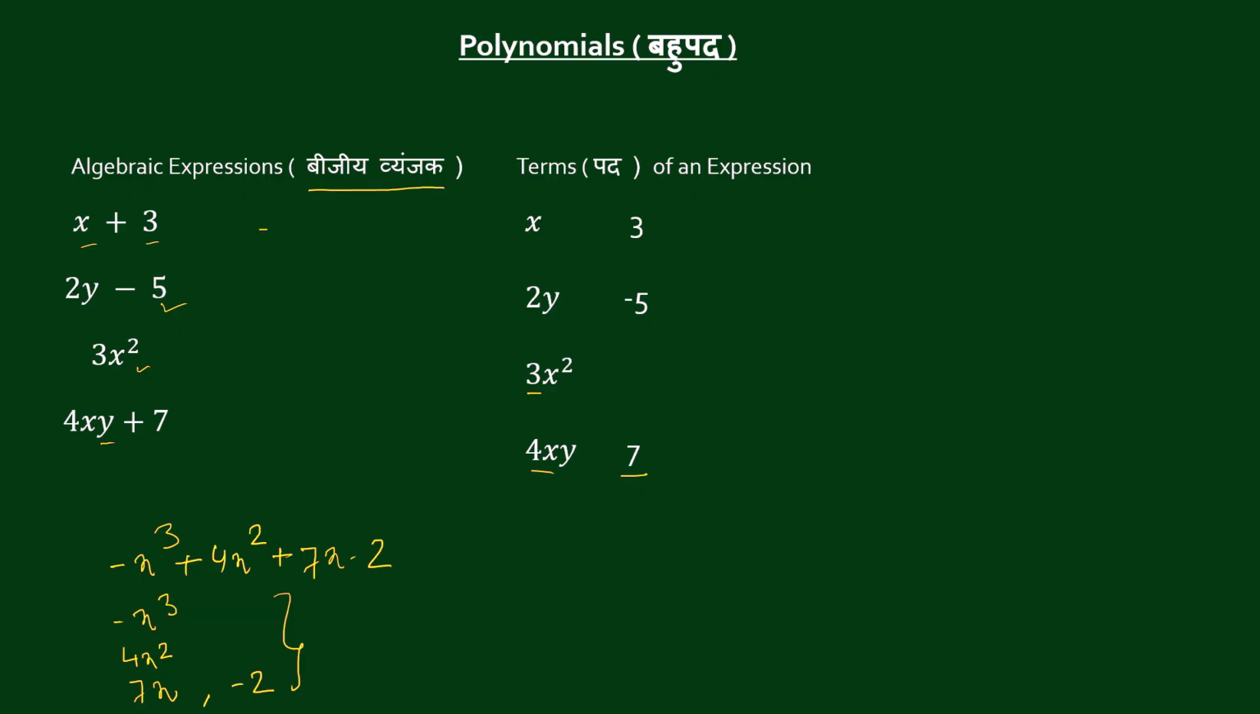Now let us consider 2x plus 3x. Can we say that this expression has got two terms? No. Here 2x and 3x are like terms.